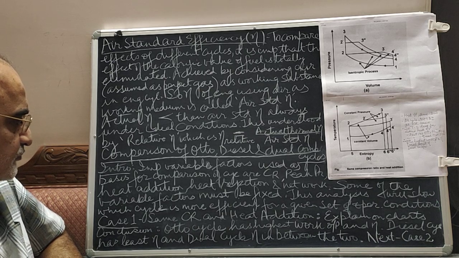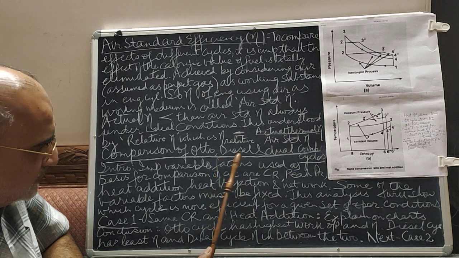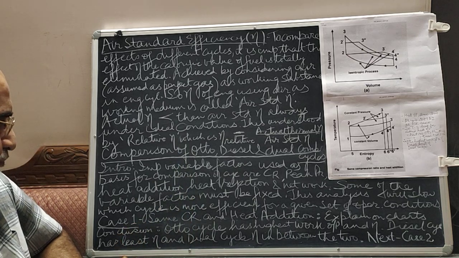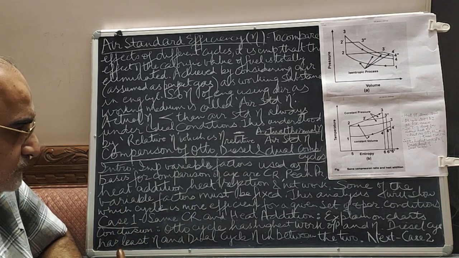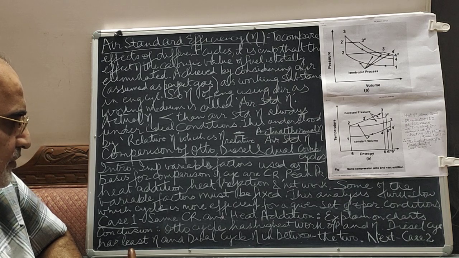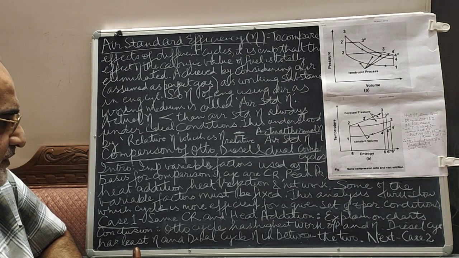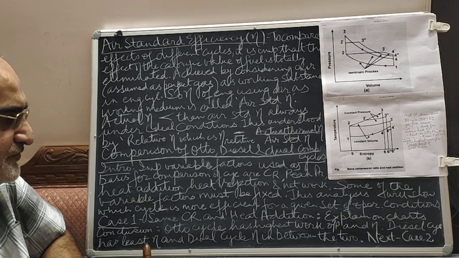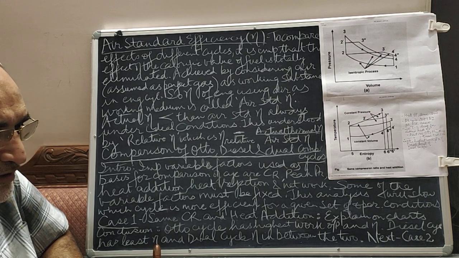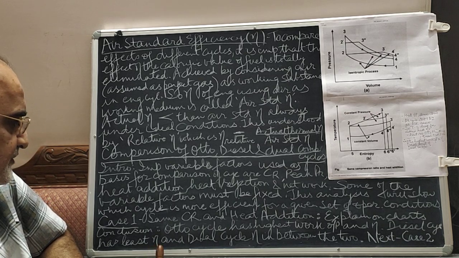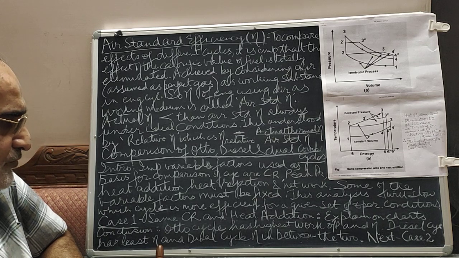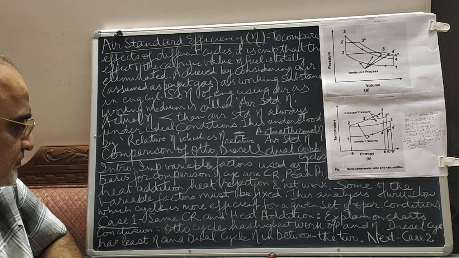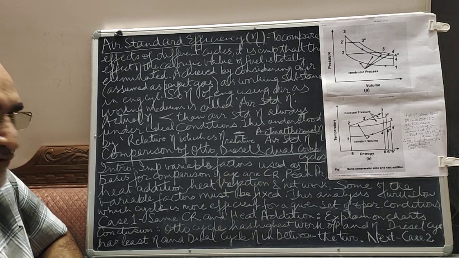Now we come to the comparison of the Otto, diesel and dual combustion cycles. Introduction. To make a comparison, it is important that variable factors are used as a basis for comparison of cycles. What are these bases which are used? We generally take, out of the ones which I am going to mention, two of them, and then we compare all the 3 cycles.